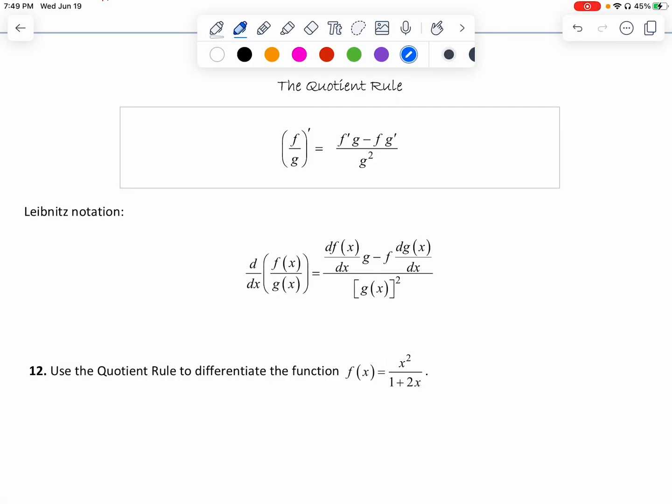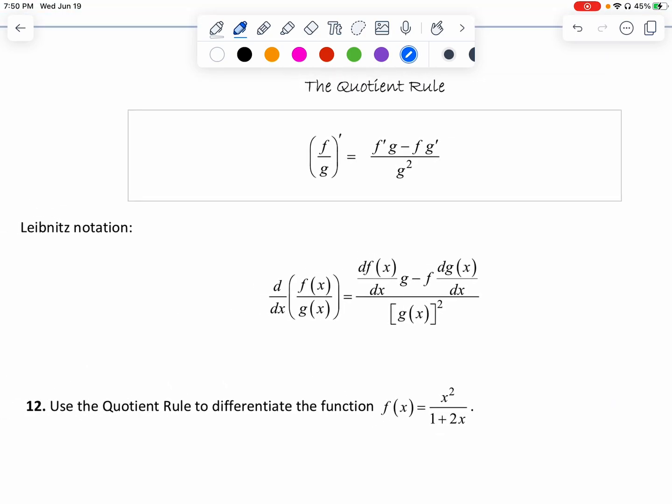The quotient rule. In this rule, I'm looking at when I have a function in the numerator and the denominator, so a rational expression with a function with variables on both sides of the fraction. So this one gets a little more complicated than the product rule, just by one more step. It looks a lot like the product rule.